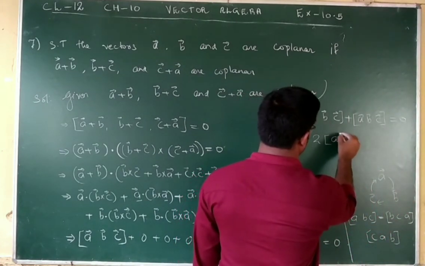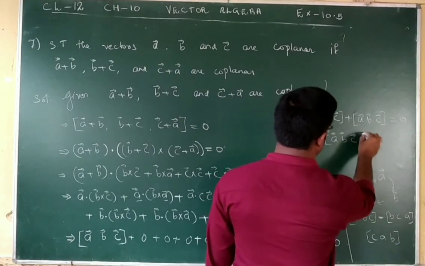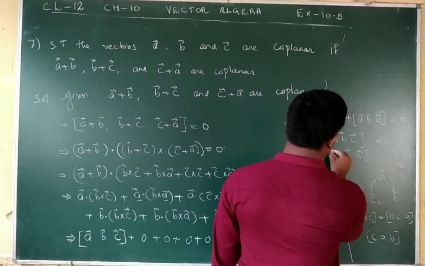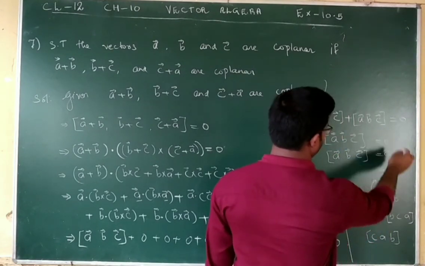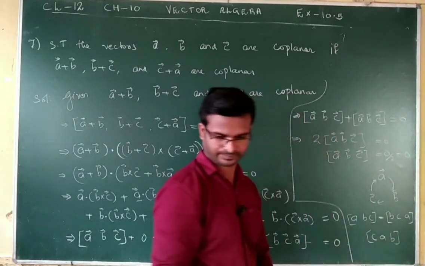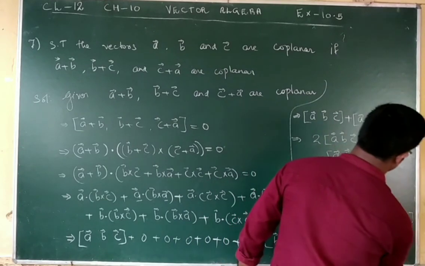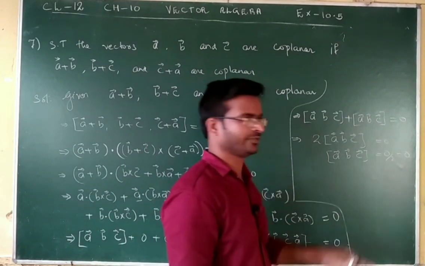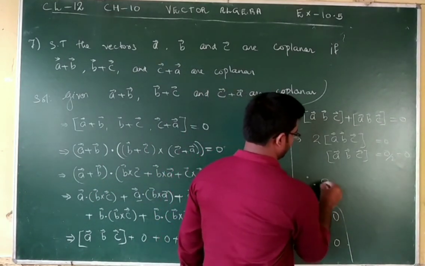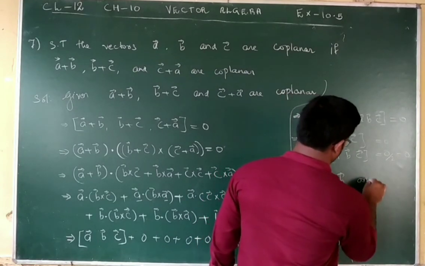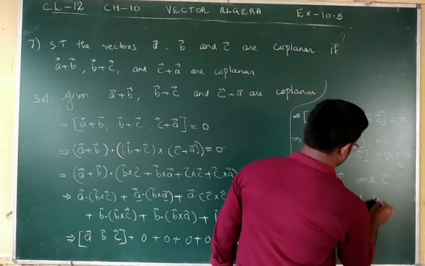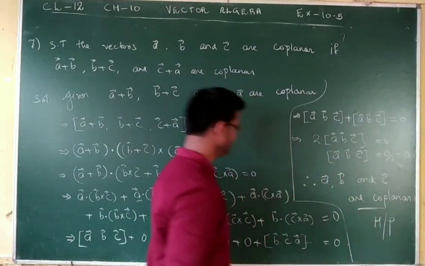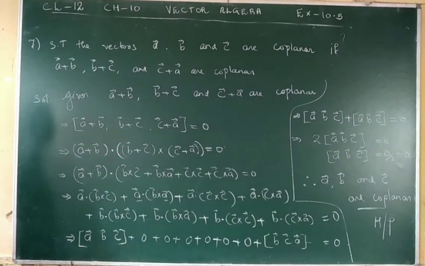2 into A B C equal to 0, then A B C equal to, this 2 bring to the right side, divide by 2, equal to 0. The scalar triple product of A B C equal to 0. What can we say? Therefore, A vector, B vector and C vector are coplanar. Hence, this is our answer. Just pause the video, write down in your notebook.